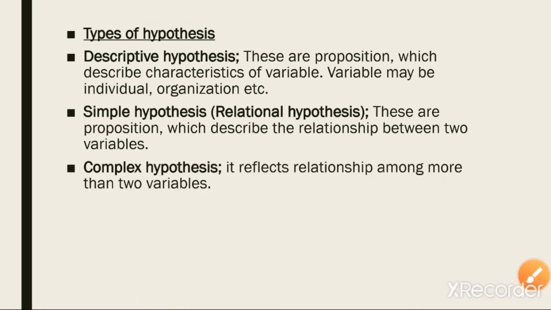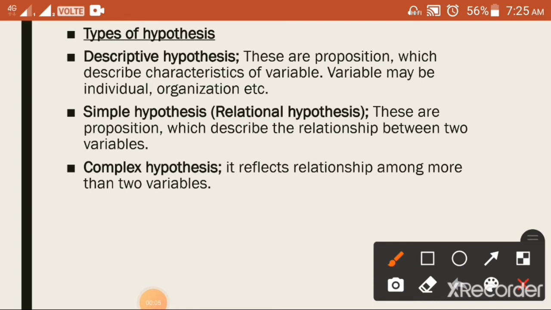Next, complex hypothesis. A complex hypothesis reflects a relationship among more than two variables. We already gave an example: the relationship between labor productivity and working duration. This is a simple hypothesis. How does it become complex? Here there are only two variables, labor productivity and working duration. If there are more than two variables, for example the relationship between labor productivity, working duration and salary of employees, there are three variables. If we prepare the hypothesis with the help of these three variables, it becomes a complex hypothesis.